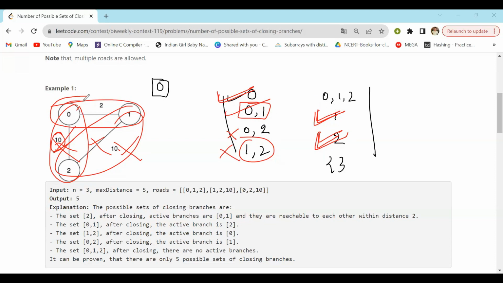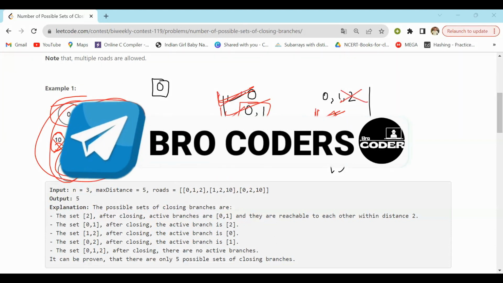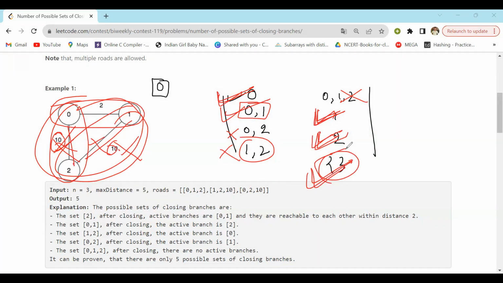0, 1, 2. This one, right? Again here also 0, 2 is 10. 1, 2 is 10. Again, this is greater than 5. 1, 2, 3, 4. And this one is empty. 5. We have 5 possible sets so that they are adjustable within the limits of max distance.